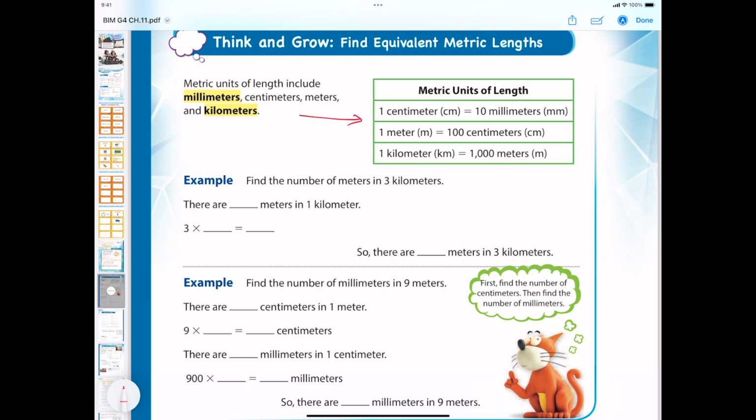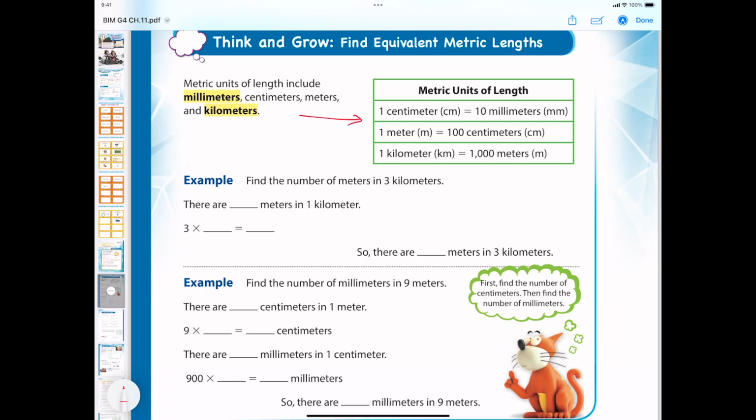We made a chart already, right? Table. Here, look at this. 1 centimeter is equivalent to 10 millimeters. And 1 meter is equal to 100 centimeters. And 1 kilometer is equal to 1,000 meters. Now, keep that in your mind and let's move on.